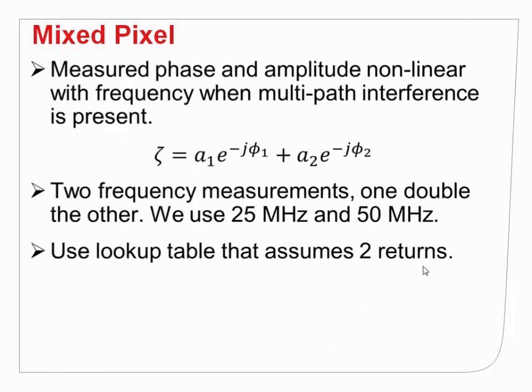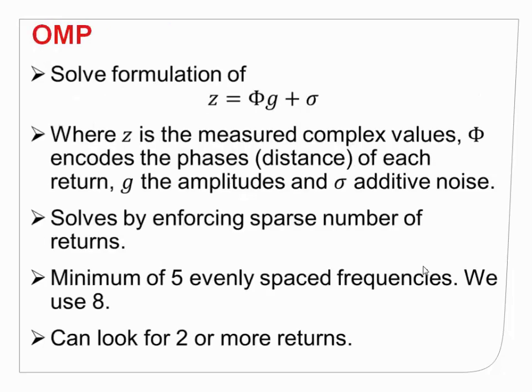So for the mixed pixel method, what it assumes is that there are 2 returns. So you have 2 amplitude returns and 2 phase returns. By taking measurements at 2 frequencies, one double the other, you're able to compute a lookup table based on taking the relative amplitudes and the relative phases. And if you compute the lookup table in advance, this is very quick to compute.